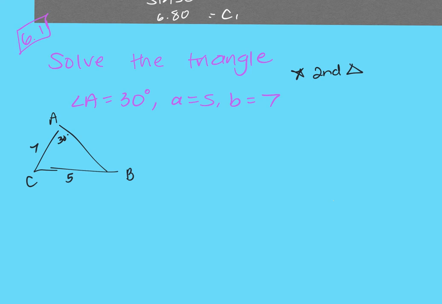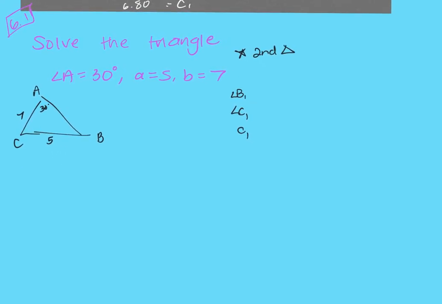No triangle, woohoo, you're lucky. Most likely not going to happen. 1 triangle or 2 triangles. So I know I'm missing angle B, and I'm going to call it B1. I know I'm missing angle C. I'm going to call it angle C1, and I'm going to call C1 the last side. And then I'm going to test to see if there's a second one. So angle B1, angle C1, angle B2, angle C2, and C2.